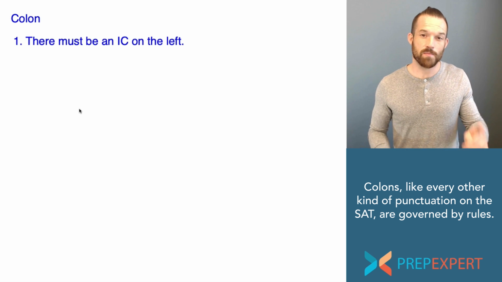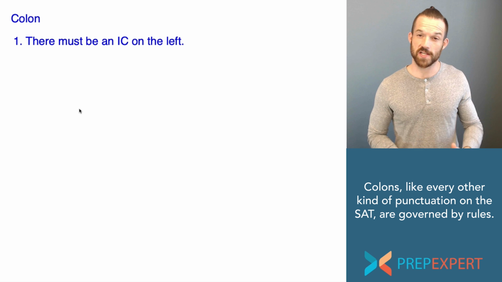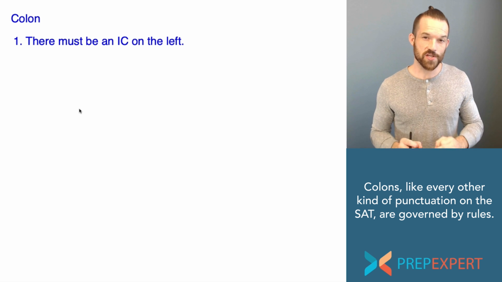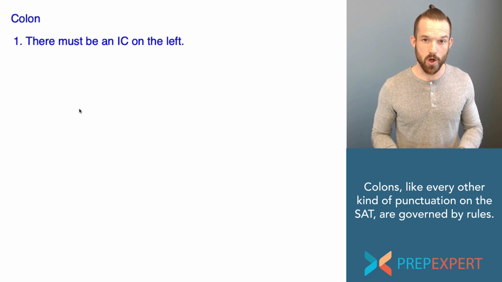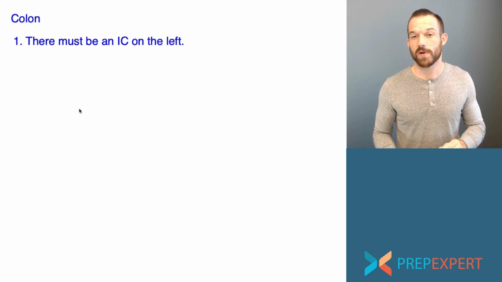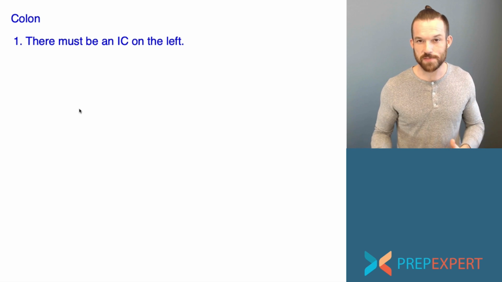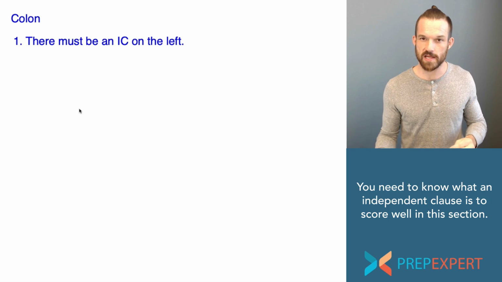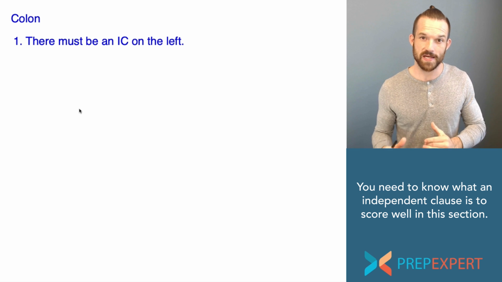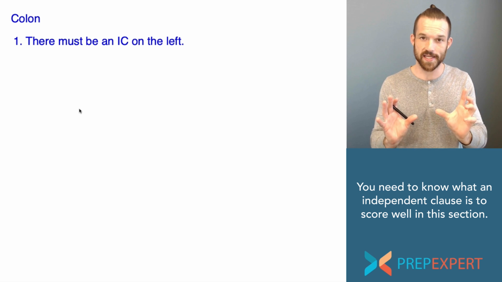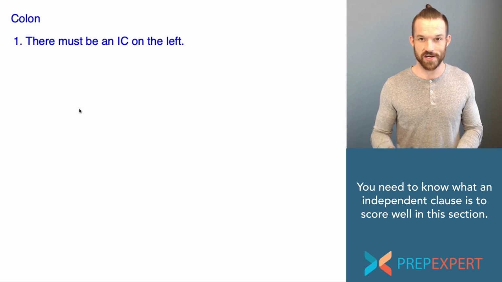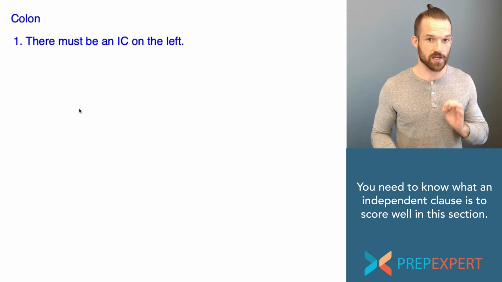Rule number 1 is that there must always be an independent clause on the left side of a colon. If there is no independent clause on the left, it is wrong. Period. If you're not sure what an independent clause is, check out Prep Expert's other YouTube videos for a more in-depth explanation. But in short, an independent clause consists of a subject and a predicate. It is a sentence that could stand on its own. So there has to be an independent clause on the left.